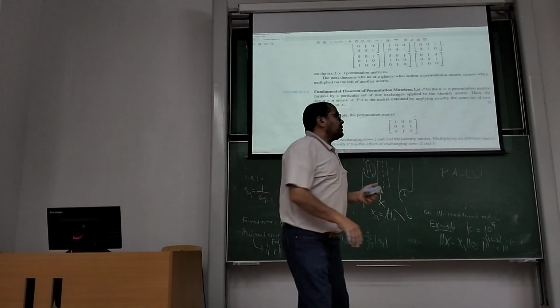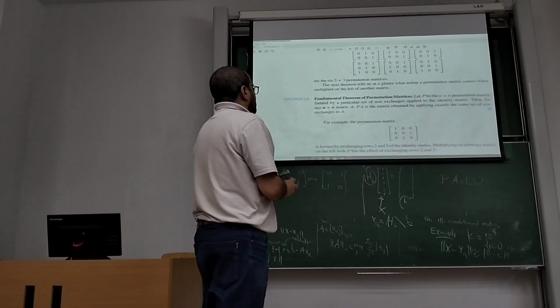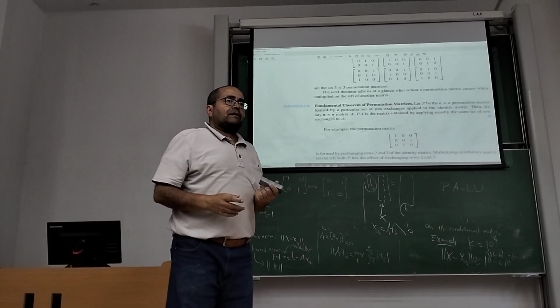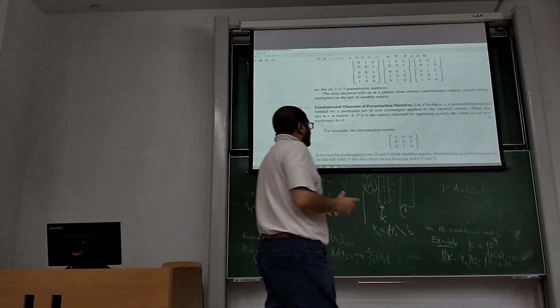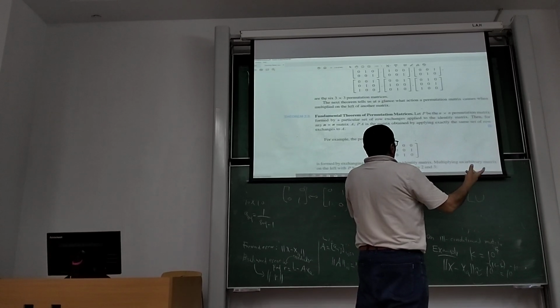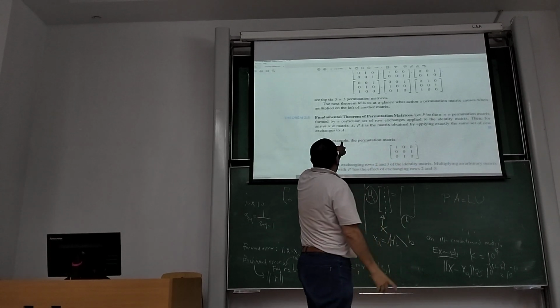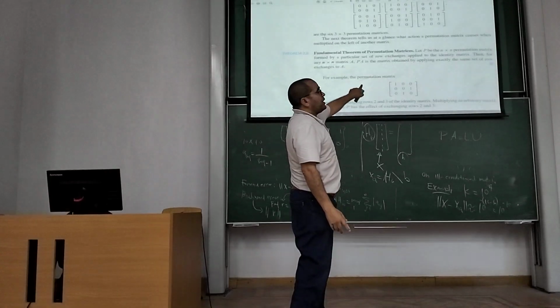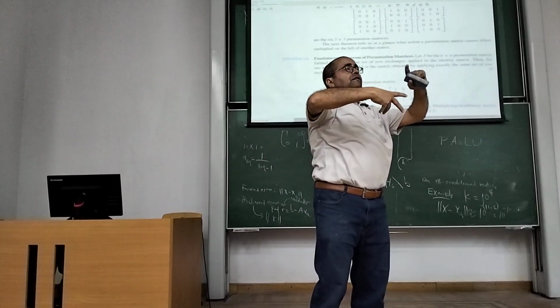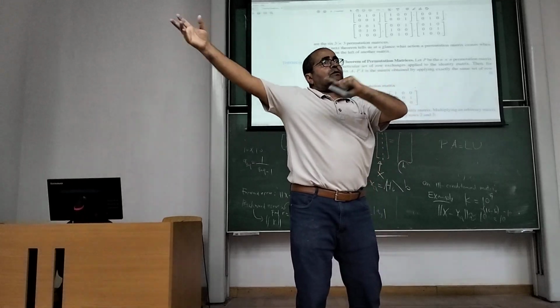Fundamental theorem of permutation matrices. What does it say? Let P be an n by n permutation matrix formed by a particular set of row exchanges. Let's say I'm going to swap row 5 with row 7. I'm going to swap row 8 with row 9.